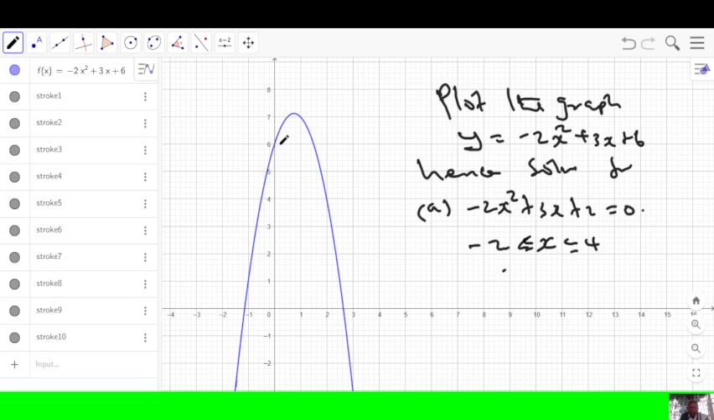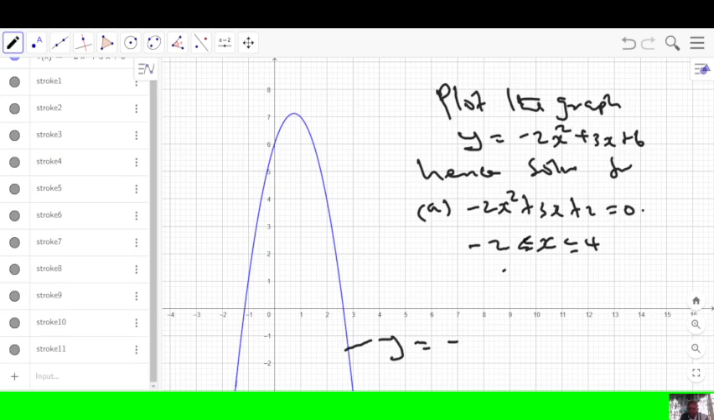Lucky for me, I'm using a software to plot this, so I have already plotted, and we are saying that this is the equation that tells us y is negative 2x squared plus 3x plus 6. Whenever you're plotting, always indicate that that's the equation. Then we need to look at the relationship between this equation and this equation. Now we want to solve negative 2x squared plus 3x plus 2 equals to 0.